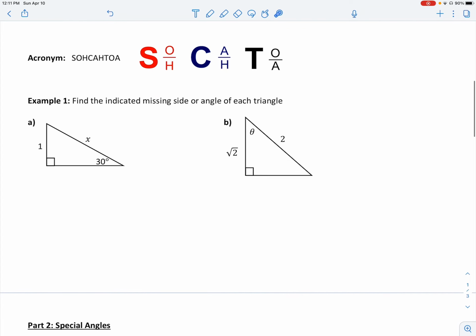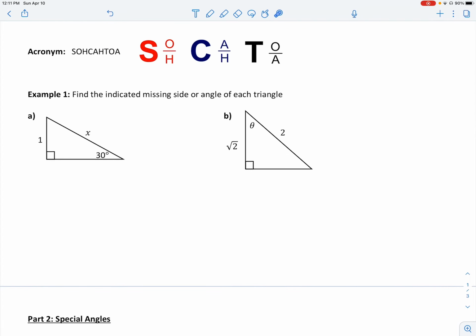Okay, so let's use SOHCAHTOA in order to find some missing side lengths or angles, because that's really what trigonometry comes down to. Doesn't matter what math course you're in, you're usually solving triangles, trying to figure out a missing side length or a missing angle, and then applying it to real life problems. So let's go ahead with these two. These are both right angle triangles. You can see that here.